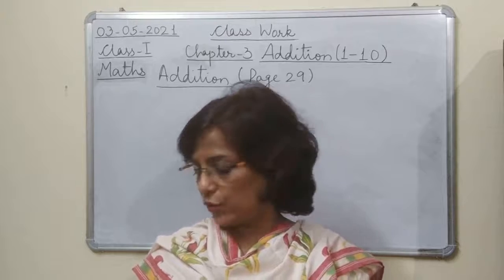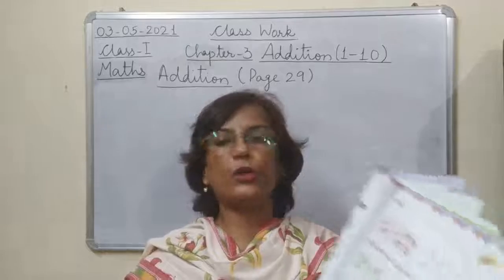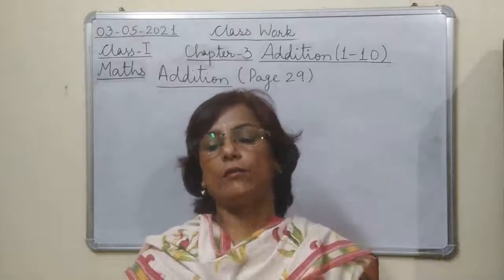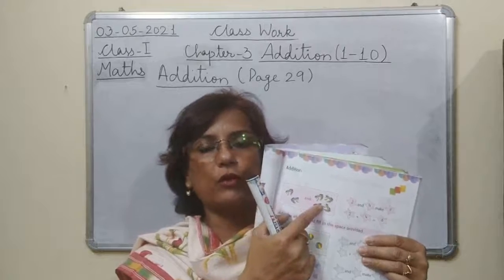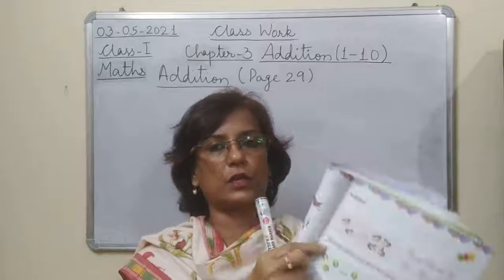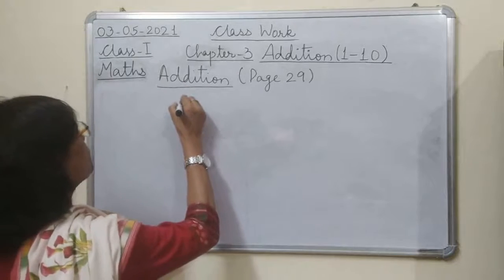Okay, so 2 frogs and 3 frogs. Fine, 2 and 3, that means, sorry, 2 and 4. So here you can see we have 2 frogs and we have 4 frogs. Okay, 2 frogs and 4 frogs. So 2 and 4 make 6.